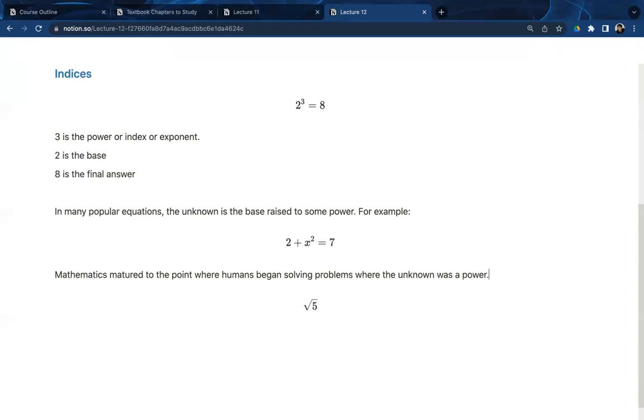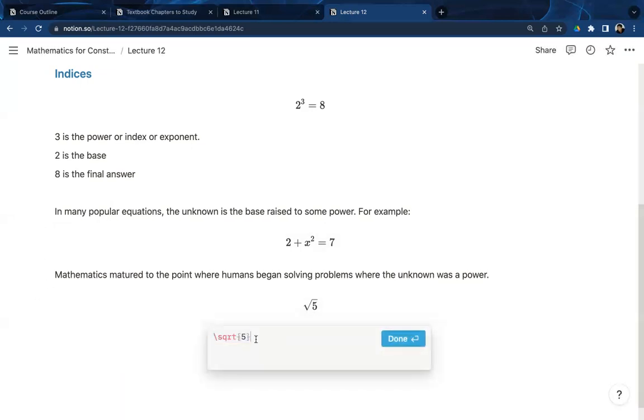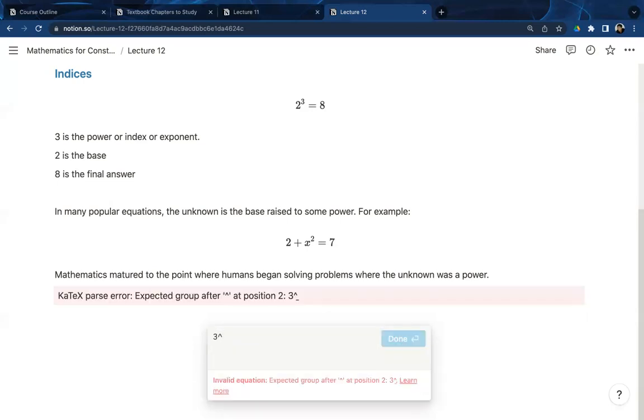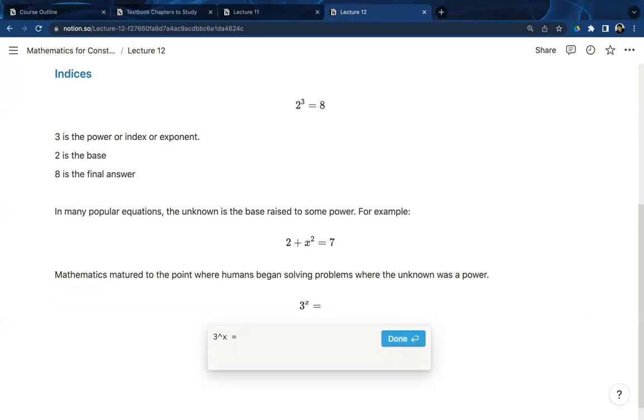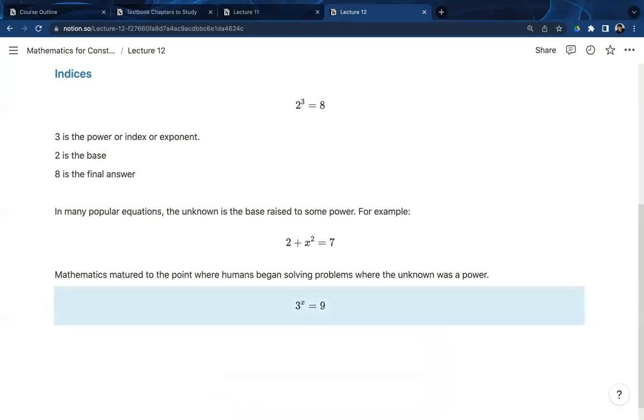So mathematics matured at some point where humans began solving problems where the unknown was a power. So they would say something like, you know, 3 to some power x is equal to 9. Okay, what is x? They can't just divide by 3, right? That's not gonna work, right? This is a different kind of mathematics happening here.